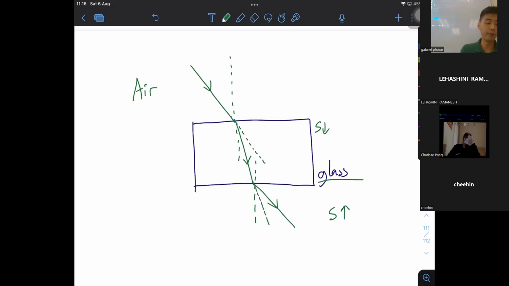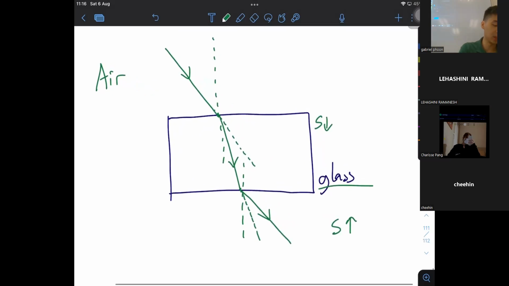Now, there are a few key things that you need to know in this scenario. Number one, if light enters from less dense to more dense, light is going to bend closer to the normal. If light enters from more dense to less dense, it is going to bend away from the normal. A key point here is that this is what we call the incident angle.